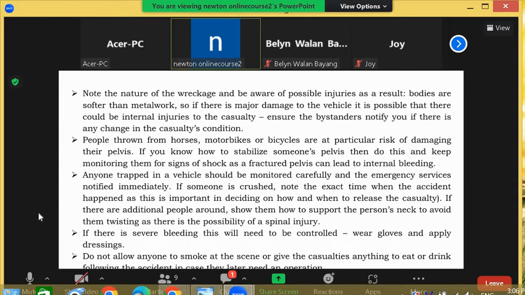So here, look for any change in the casualty's condition. Do not look for whatever vehicle it is, the car accident. Only look for the metal work, because we can frame it and we can remake it, but not like the human body. So it's different.